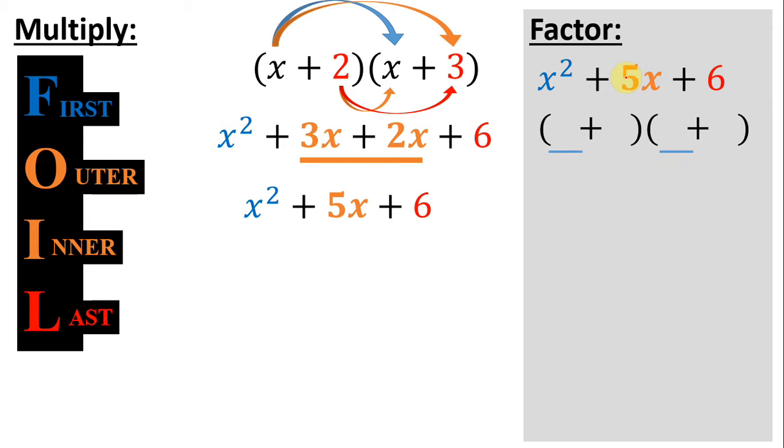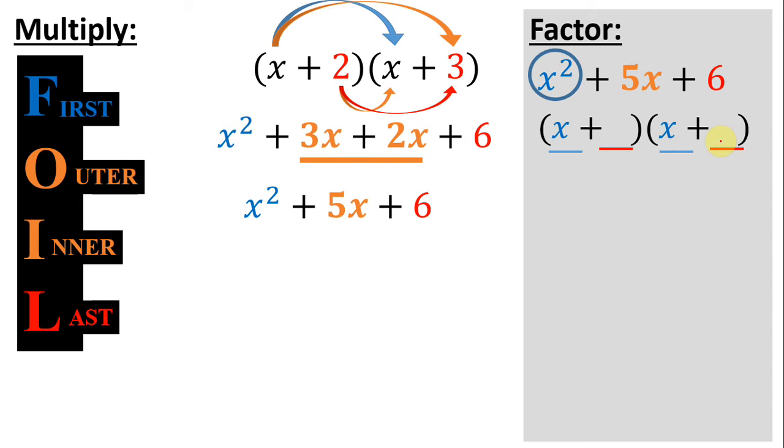And then essentially I know that the terms that go in these two spaces, here and here, are going to need to multiply and get me x squared. And the terms that do that for me are just going to be x and x, simply enough. So I know that x goes in this first space and then x goes in this second space.